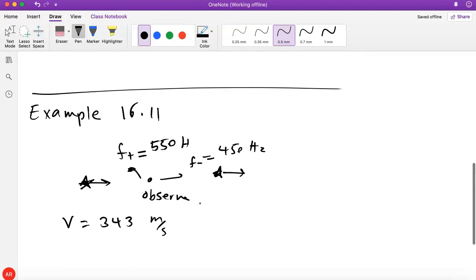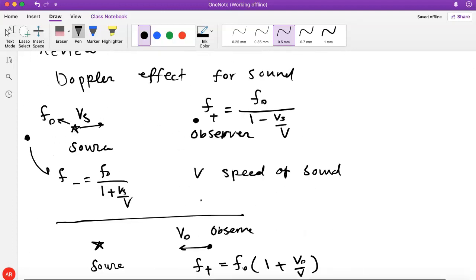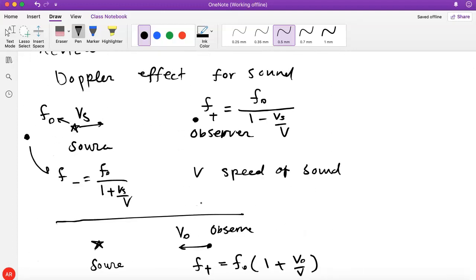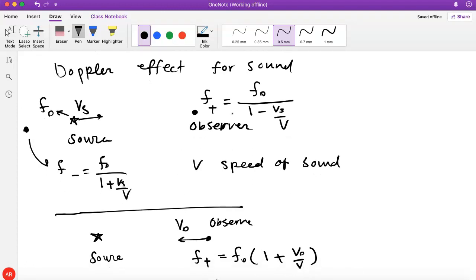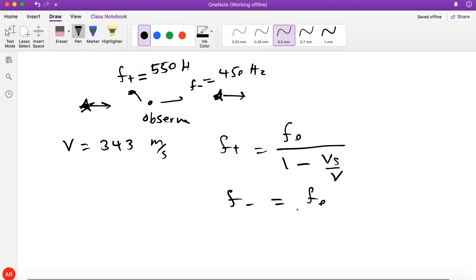Okay, so let's go back to our formulas. For the case of a stationary observer and moving source, we know that f plus is f naught over 1 minus Vs over V, and f minus is f naught over 1 plus Vs over V. We're interested in finding Vs, how fast the police car is moving, what is the speed of the source.